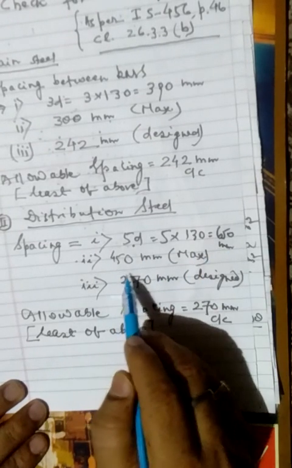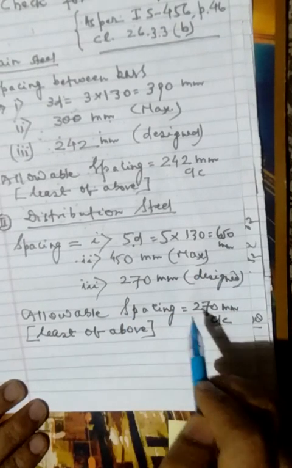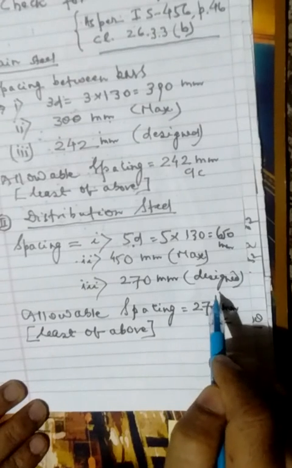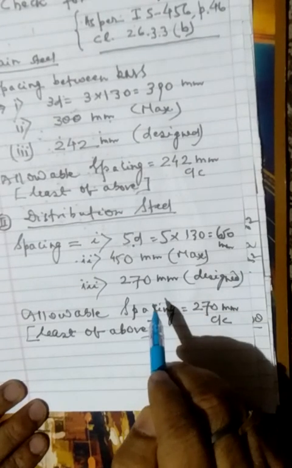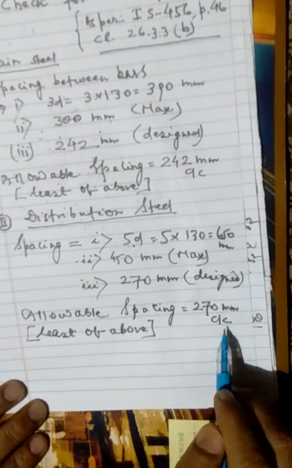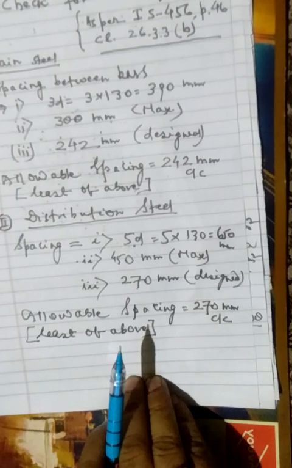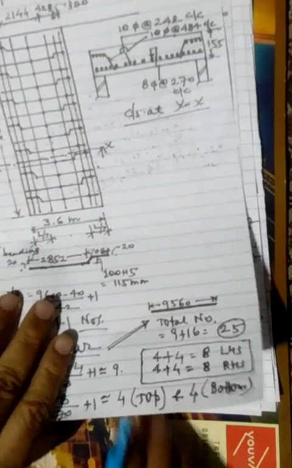Second option is 450 millimeter maximum value, and the third option is the 270 mm, that is the design value which we have calculated. So allowable spacing of the distribution steel bars would be 270 millimeter center to center. So this way we have calculated the spacing between the main bar as well as the distribution bar.